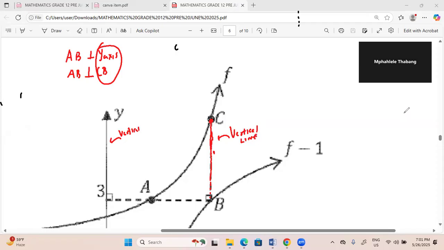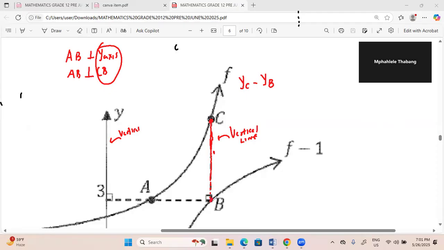Now, because CB is a vertical line, to find the distance from C to B, we have to take y at C and subtract y at B. Y at the top minus y at the bottom. We don't even have to use the distance formula. We just have to find the y coordinate at C and the y coordinate at B.